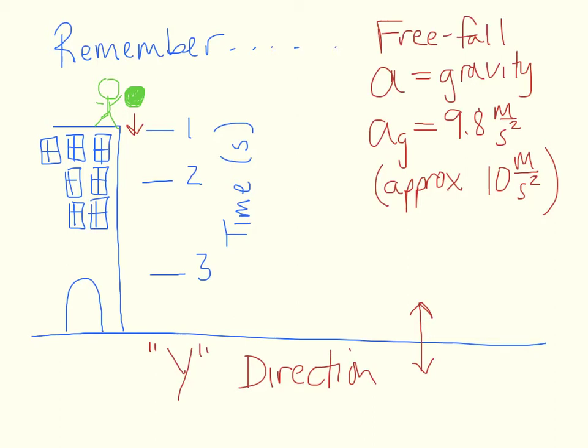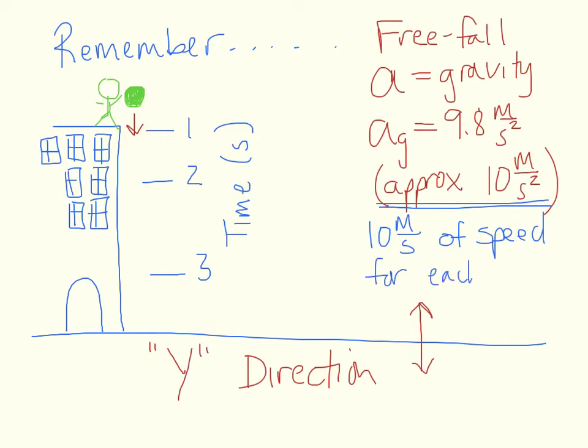Okay, I also want you to remember free fall, and that gravity will affect objects in the air, and it is going to either speed them up or slow them down at approximately 10 meters per second squared, which is 10 meters per second per second. What that means is for every 1 second of fall, you are going to gain or lose 10 meters per second of speed for each 1 second that the object is in the air.